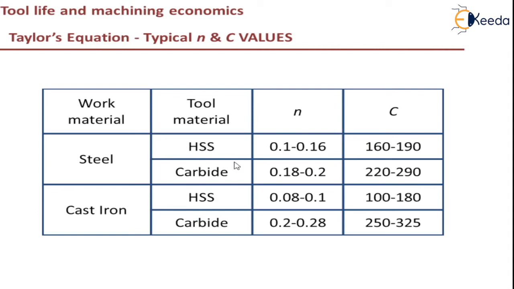A lot of experiments are done, and n and c values are found for the particular tool material and particular work material. So n and c values keep on changing depending upon the work material and the tool material. As you can see in the table, for a steel work material with the cutting tool material HSS, the n value varies from 0.1 to 0.16, and the c value varies from 160 to 190. Similarly, values are given for all the tool materials and work materials here. So this is how you can find out n and c values experimentally.